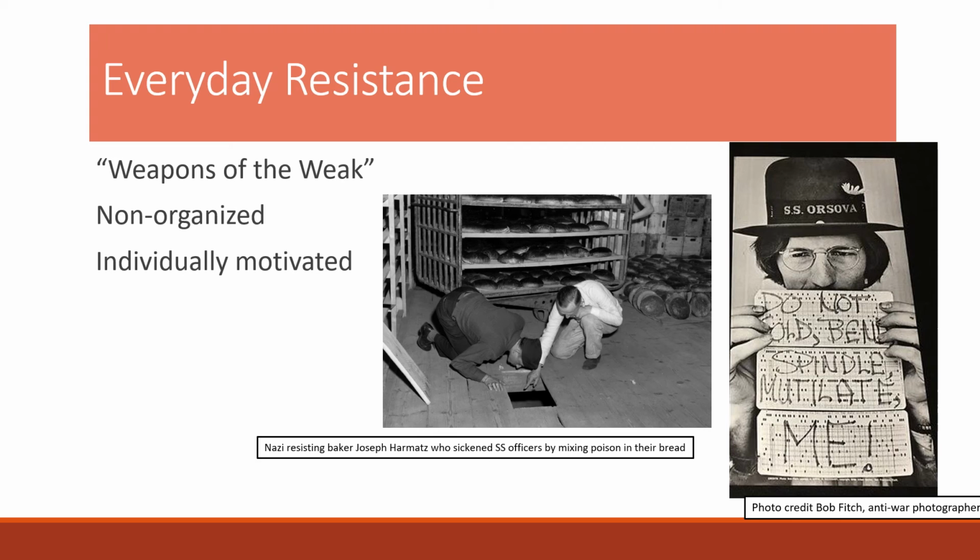In Nazi Germany, brave citizens relied on everyday resistance because more public actions were not possible. The picture on the left shows a baker in Nazi Germany who baked poison into the bread of Nazi soldiers. That's an excellent example of everyday resistance. But even in a free society, resistance might be undertaken by citizens who otherwise feel powerless against a large bureaucracy, for example. The photo on the right shows that type.